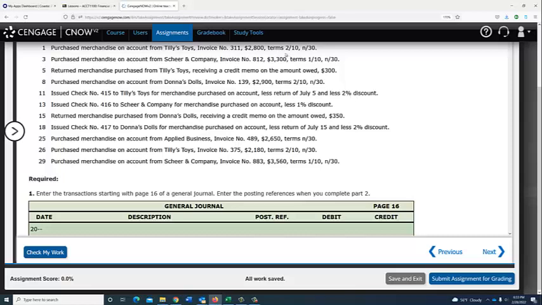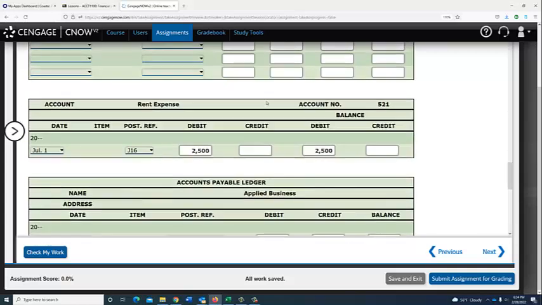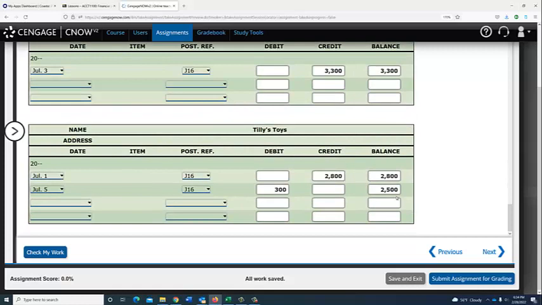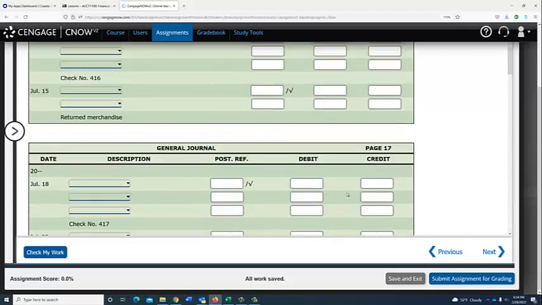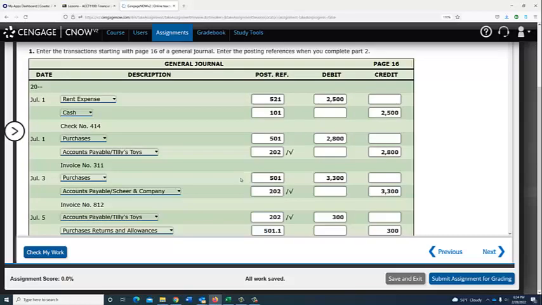And then there was also a return. So the 2% discount will be applied to the $2,800 minus the $300 return here. And if we're unsure about how much we owe Tilly's, we could go back down to the ledger and see that we owe them $2,500. So that is the amount that we're going to apply the 2% discount to. So $2,500 times 2% is $50.